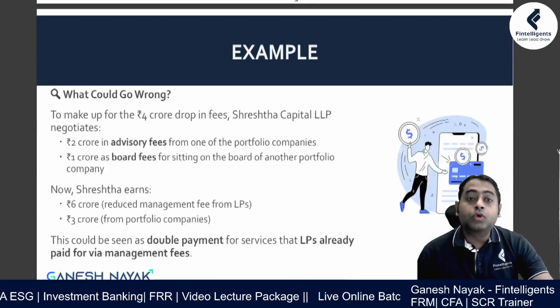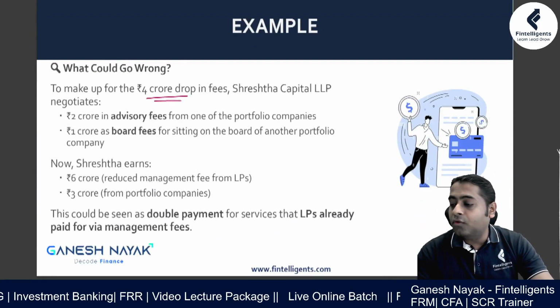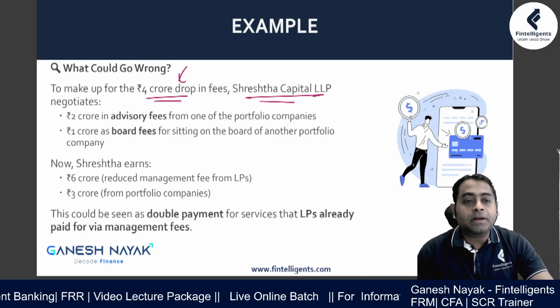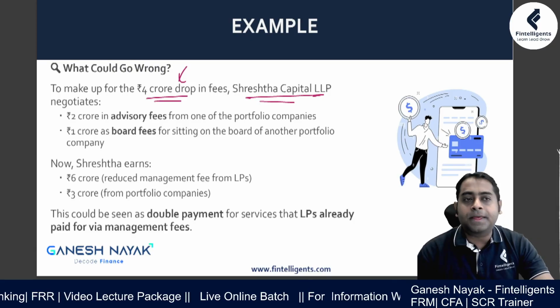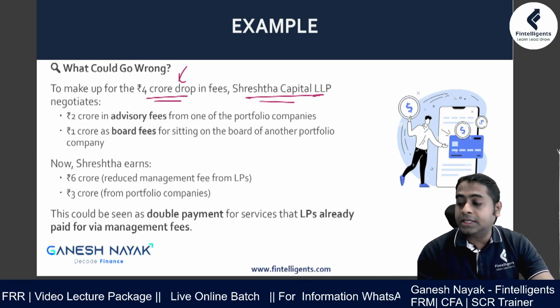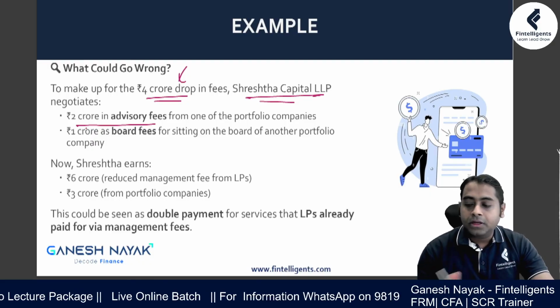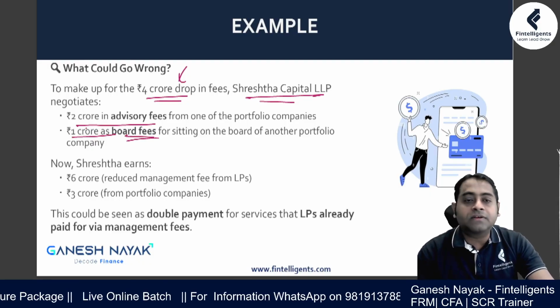Okay, what could go wrong? Look at this. To make up for this 4 crore drop, the GP, which is this Strata Capital LLP, can do one thing. Okay, now this could be a problem. He can say, let me earn 2 crore in advisory fee from the companies where I've invested and 1 crore as a board sitting fee.